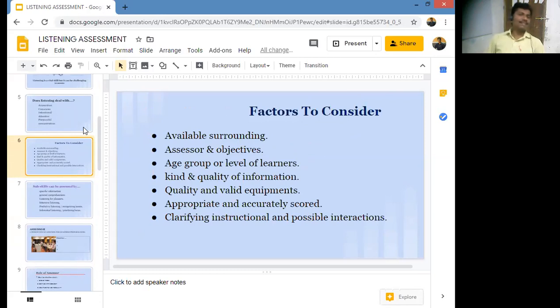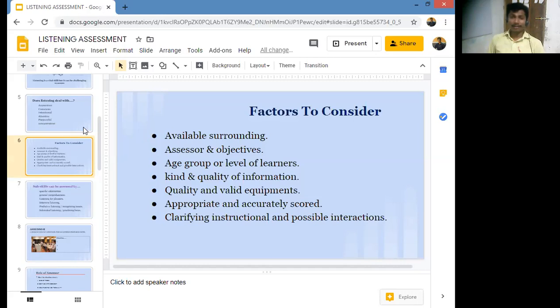So all my assessors and all my teachers, I request you to consider the factors. What factors must we consider while assessing the listening skill of our learners? How to identify the learner's comprehension through the listening skill? For that, first of all we have to consider the first factor, and that is the available surroundings. Is it proper for them?